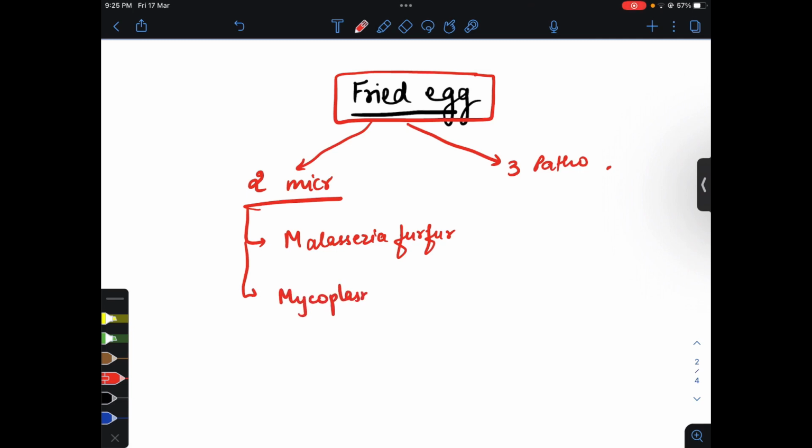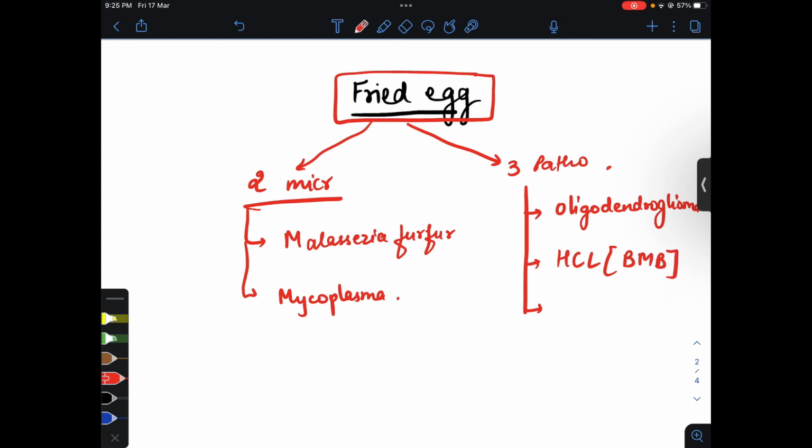In mycoplasma also we see fried egg appearance, while the 3 conditions in pathology are: first, in the brain tumor, that is oligodendroglioma, we see fried egg appearance. In bone marrow biopsy, in hairy cell leukemia, we see fried egg appearance. And the third one is seminoma, or we can say dysgerminoma, where we see fried egg appearance. So these were the 3 conditions of pathology and 2 conditions of microbiology where we see fried egg appearance.